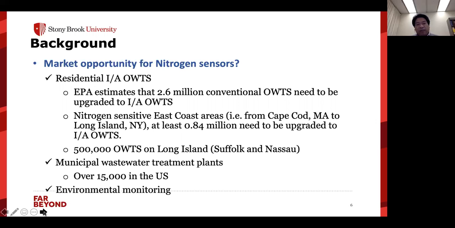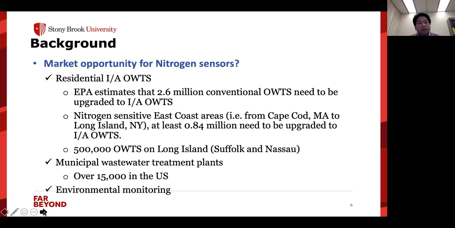This is an example even for the East Coast area. It's a nitrogen sensitive area from Cape Cod, for example, to Long Island. It's about 0.484 million that need to be upgraded to IA systems. On Long Island, right? We have two counties on Long Island. It's about 500,000 traditional, meaning conventional, OWTS that need to be upgraded. This is a big market.